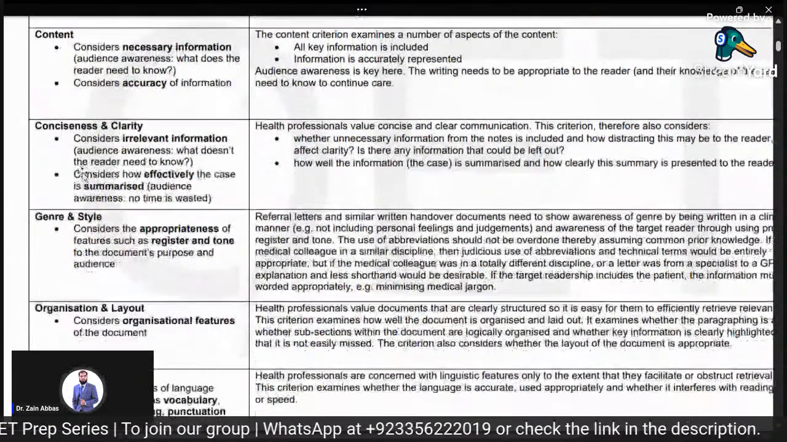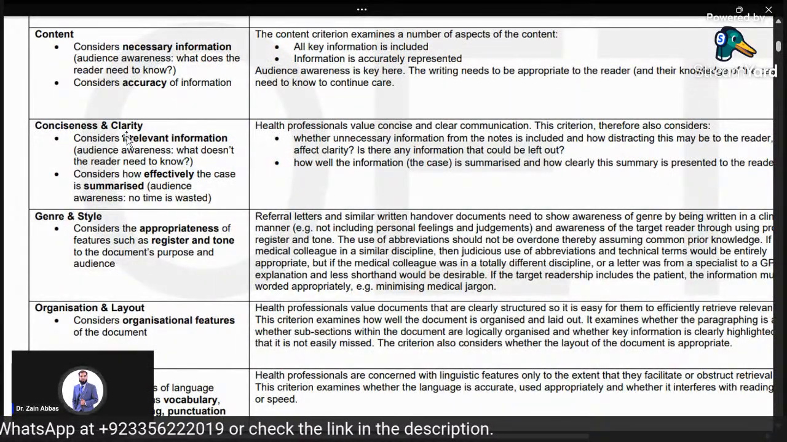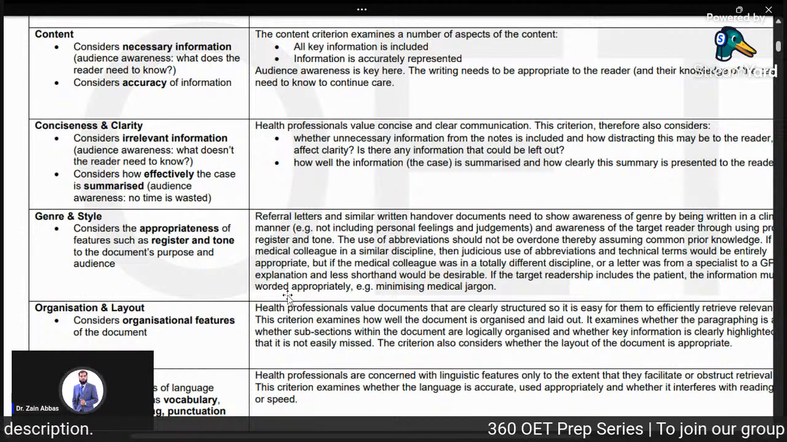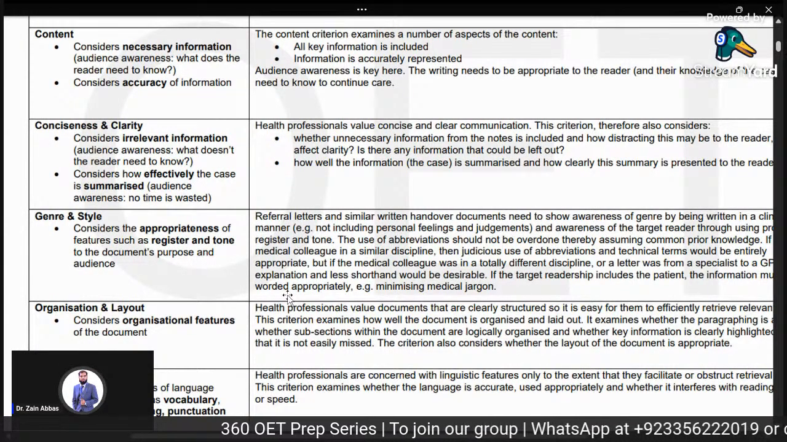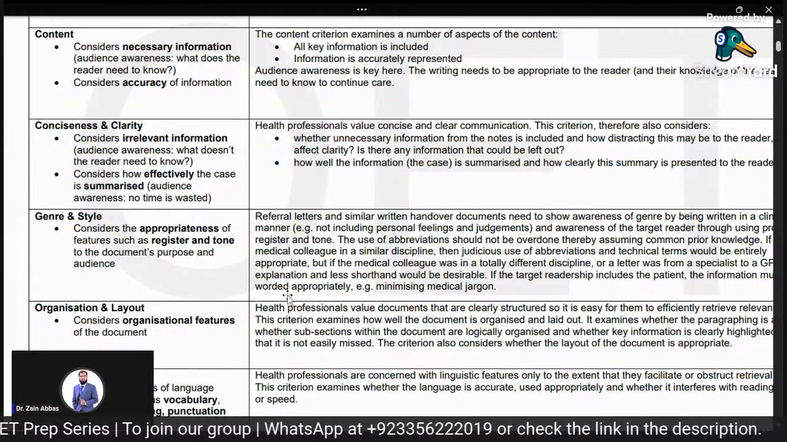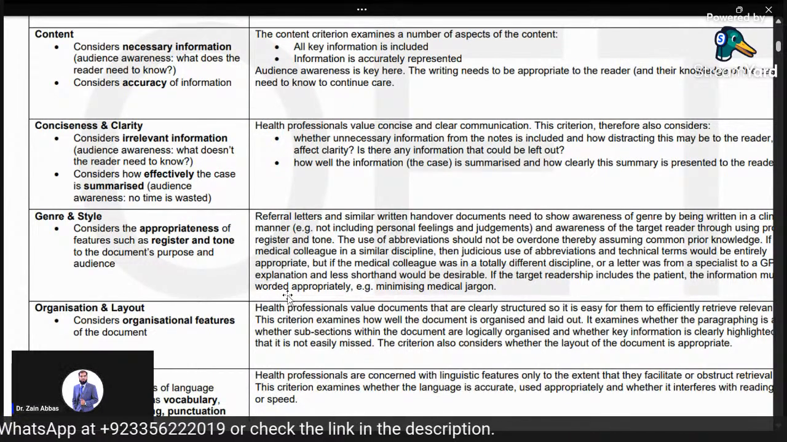The other important point is conciseness and clarity. Clarity is important here because you don't need to make complex sentences in this subtest, and you don't need to go for very complex grammar here. They will not evaluate you for complexity, they will evaluate you for clarity.